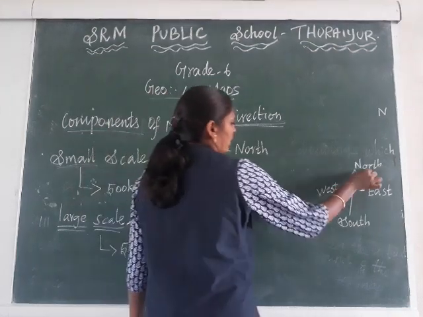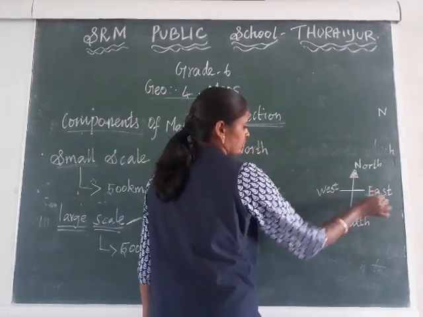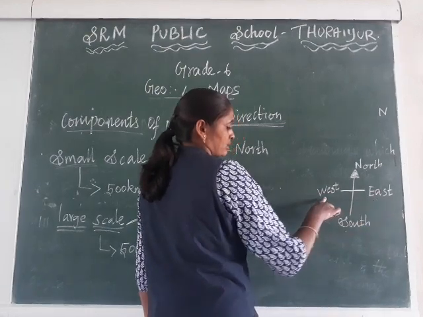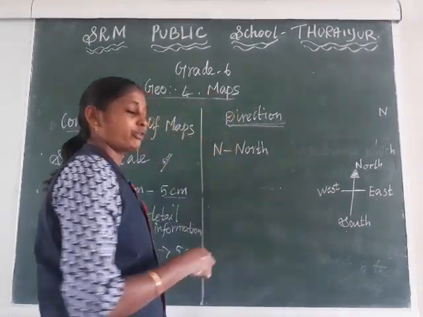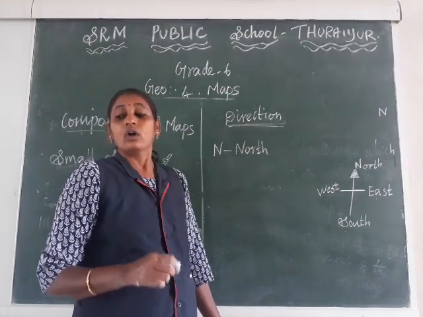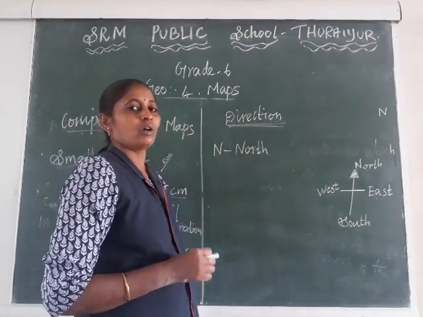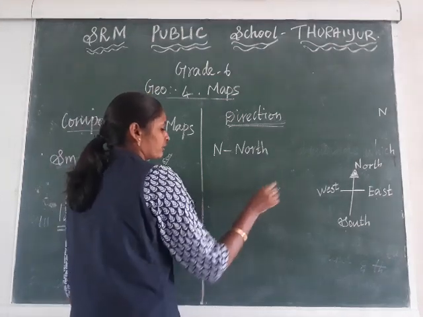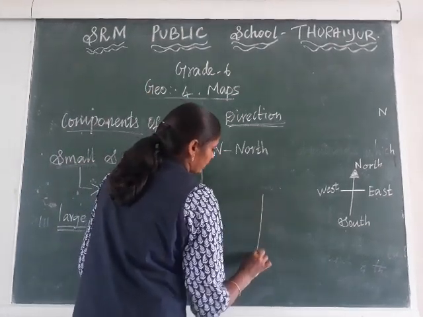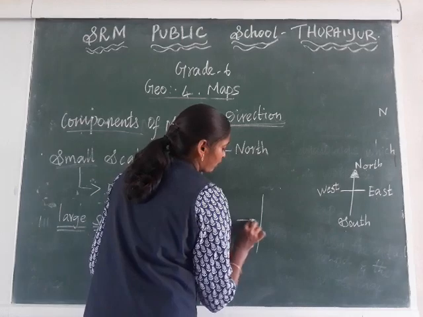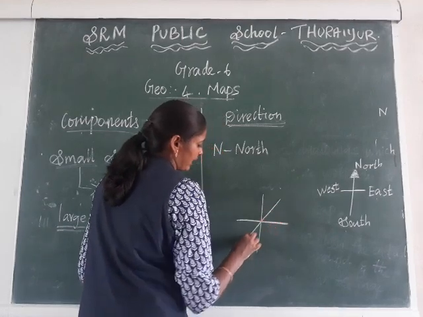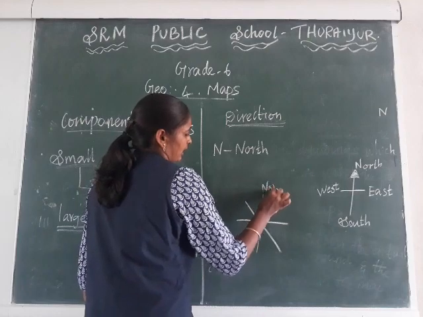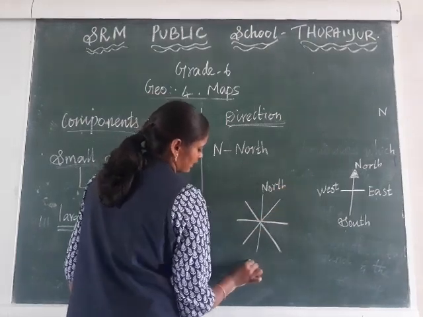So north, south, east, west. These four directions are called cardinal directions. Not only these four directions, we have a total of 8 directions. This is north, I already said. This is south.